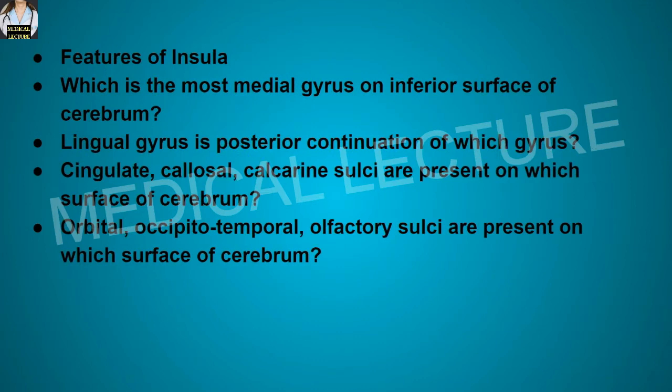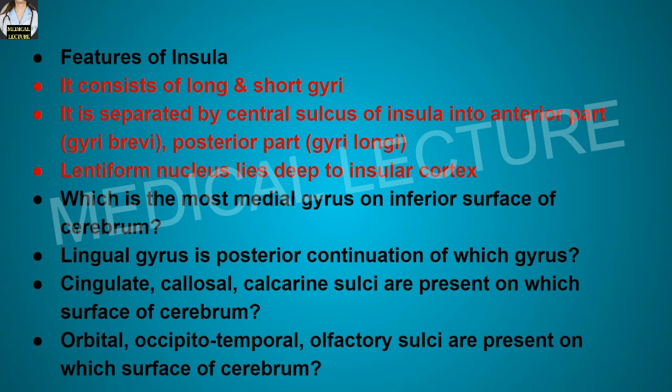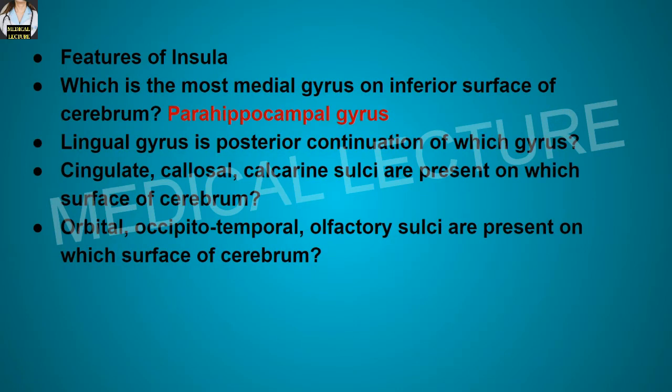What are the features of the insula? It consists of long and short gyri. It is separated by central sulcus of the insula into anterior part, that is gyri brevi, and posterior part, that is gyri longi. Lentiform nucleus lies deep to the insular cortex. Which is the most medial gyrus on inferior surface of cerebrum? It is the parahippocampal gyrus.